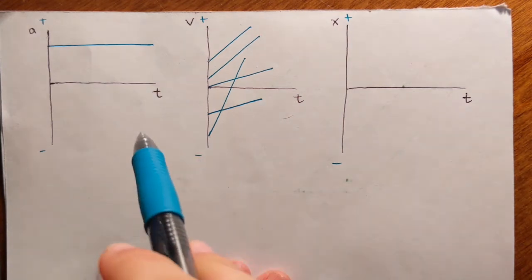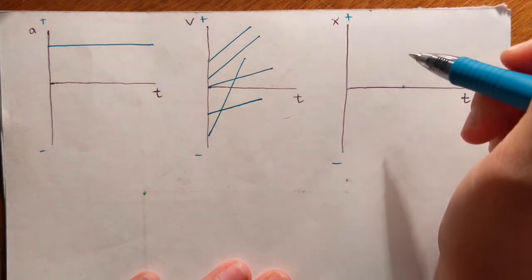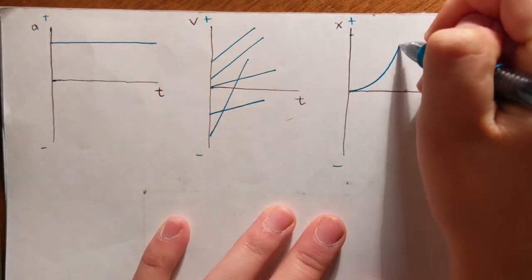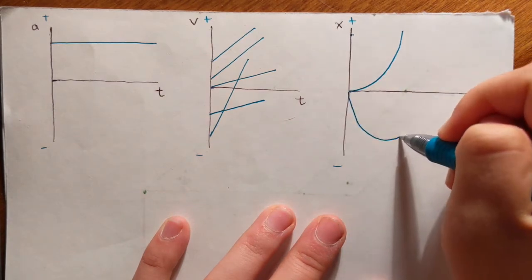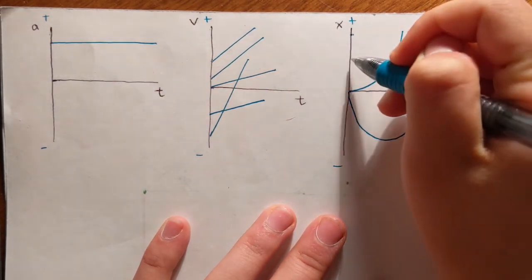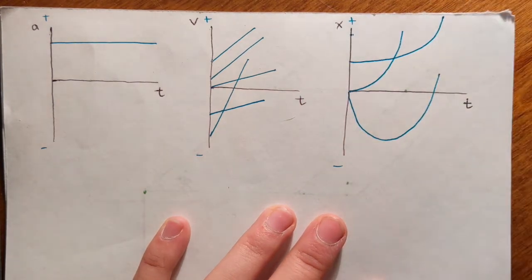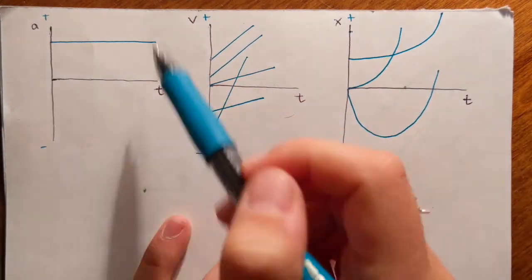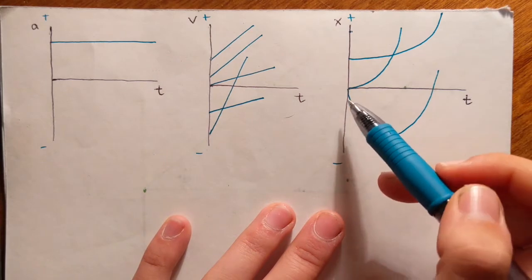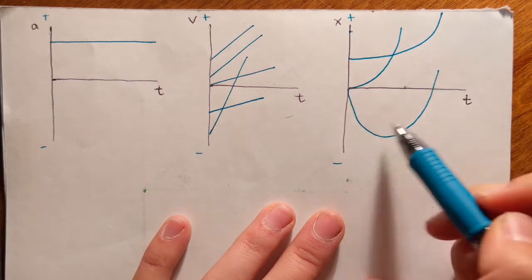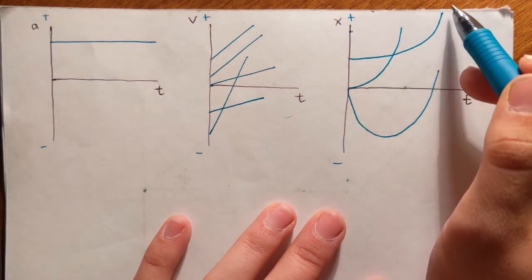How does a positive acceleration translate to a position versus time graph? Well, it could look like this. It could look like this. It could look like this. Okay? If an object has a positive acceleration on a position versus time graph, first, the line is going to be curvy, and the line is also going to curve upward like a smiley face.